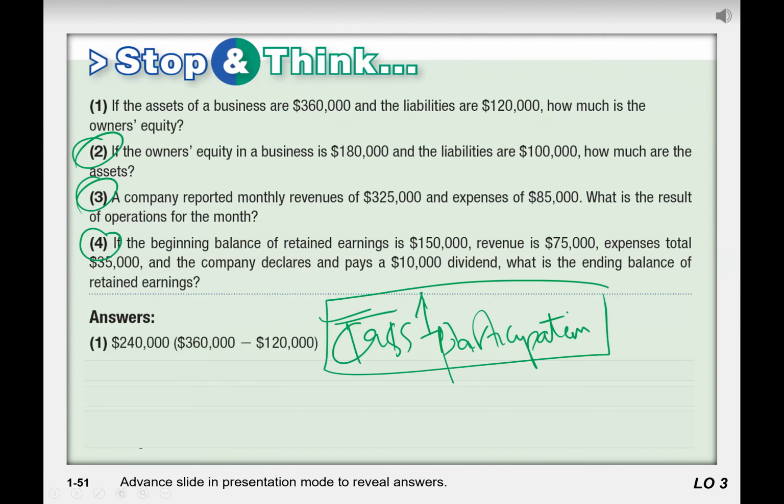Let me ask personally. Florian, question? Juan, any question? No question. Lota, any question? No questions. Kathleen? I have a question, sir. For question 3, it's asking what is the result of operations. The formula is revenue minus expenses equals the result of operations, right? Our company reported monthly revenue and expenses. What is the result of operations for the month? Yeah, sure. You need to find that out.